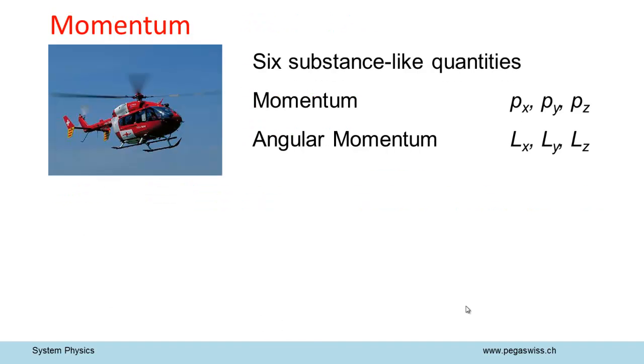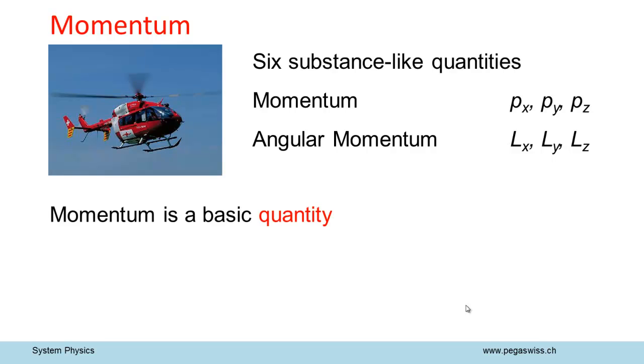A helicopter is hard to fly. It can move in all three directions and rotate around all three axes. According to these 6 degrees of freedom, the helicopter can store 6 basic substance-like quantities. 3 substance-like quantities constitute the 3 components of momentum, and 3 substance-like quantities are part of the angular momentum. Momentum and angular momentum add up to 6 scalar quantities that do not need to be derived, but which can be found and identified in nature. The angular momentum will not be discussed until the second semester.